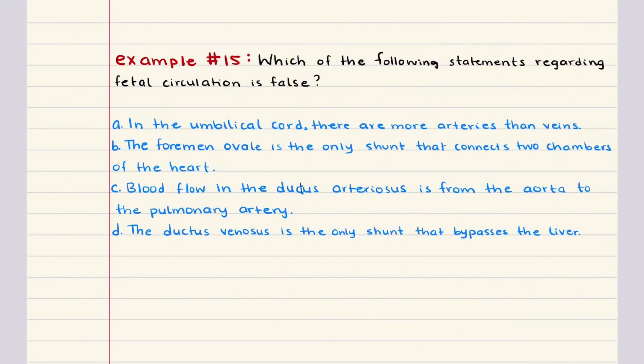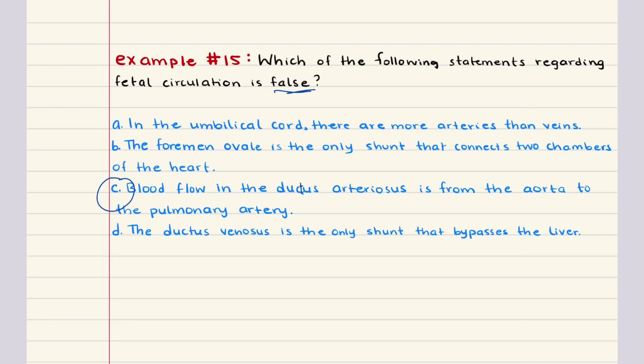This statement is false, and it is our correct answer. The ductus arteriosus does not carry blood from the aorta to the pulmonary artery. Instead, it carries blood from the pulmonary artery to the aorta. This bypasses the lungs by diverting most of the right ventricular output directly into the systemic circulation. Now let's still work through answer choice D.